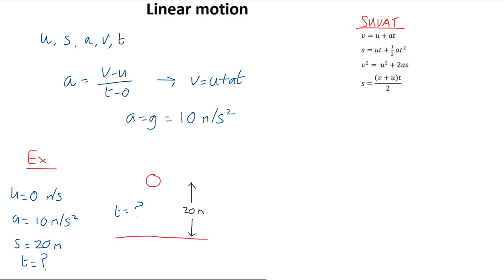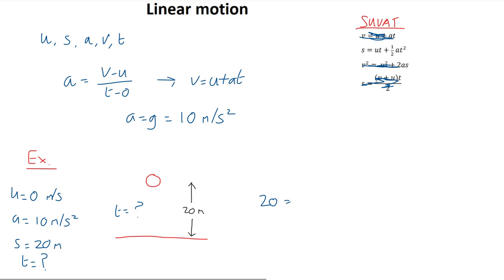Going back to this question, we know u, we know a, we know s, and we are looking for t. Therefore, we do not care about v, the final velocity. Therefore, we want to use the equation that does not have v in it, which is the second equation. The top, the third, and the fourth equations all have the velocity v. Hence, we use s is equal to ut plus a half at squared.